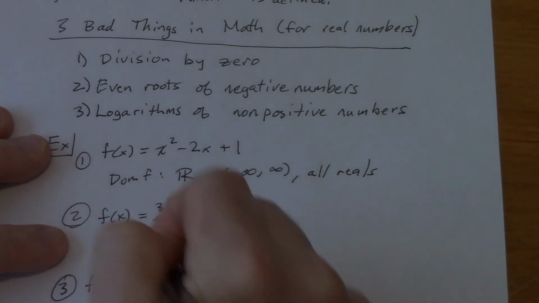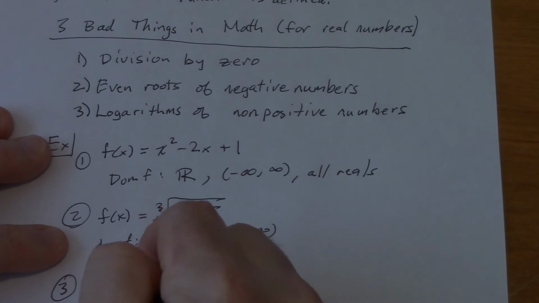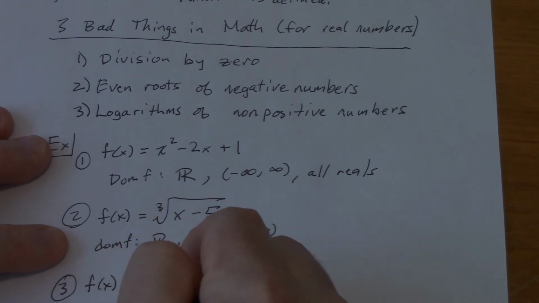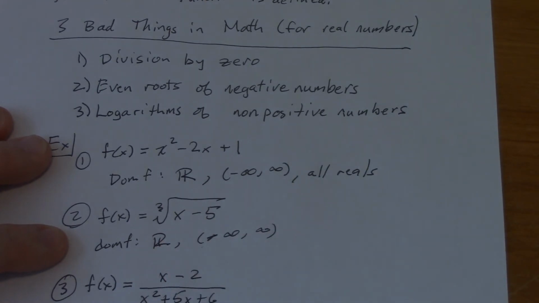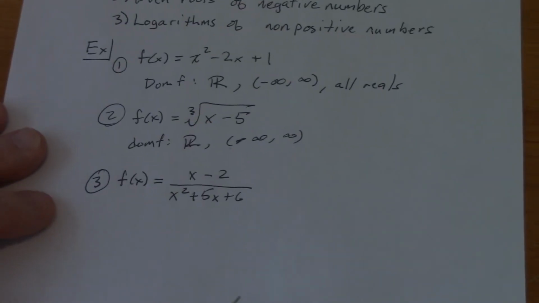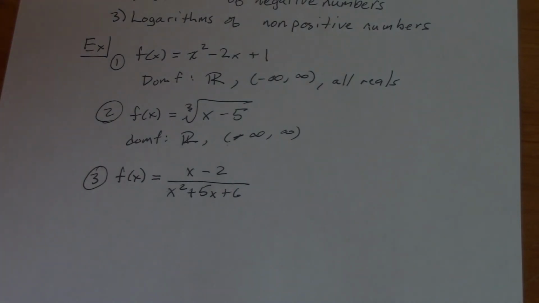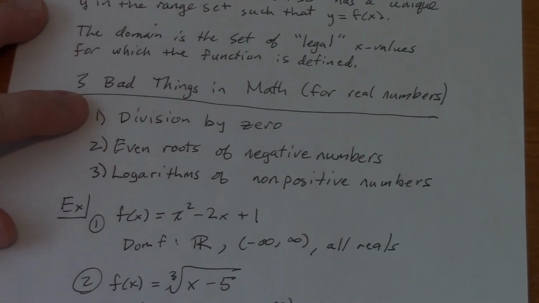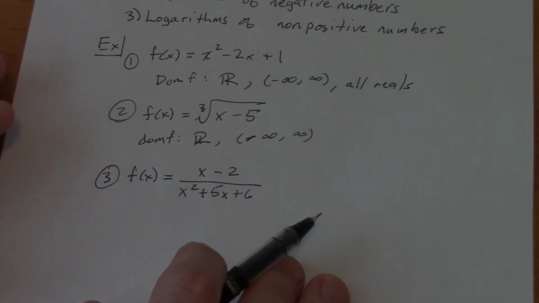So f of x equals x minus 2 over x squared plus 5x plus 6. Okay, so what's the deal here? What's the deal for this example? We have a fraction, so that means looking at my list up here, we possibly have division by 0. So what values make this thing divide by 0?